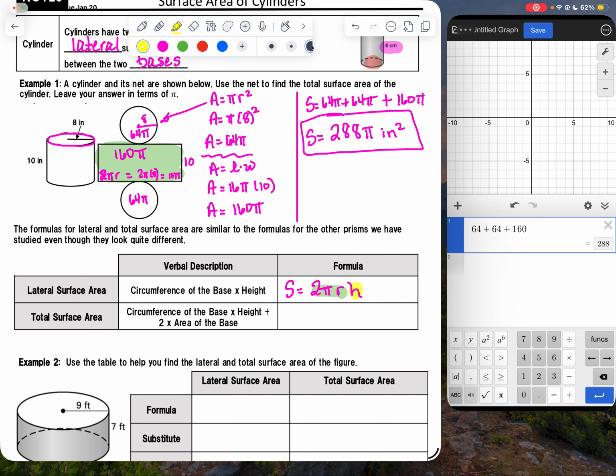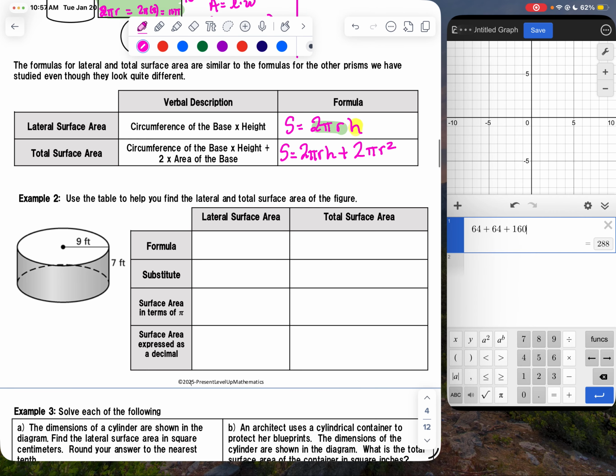All right. Now, the total surface area, remember, for total surface area, we need that lateral surface area of the rectangle plus the two circles. So that would be 2 pi r h, that's the rectangular part, plus the area of the two circles. So I'm going to put a 2 because we have two circles, and the area of a circle is pi r squared. So there's our formula for total surface area.